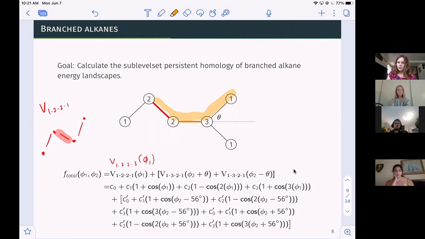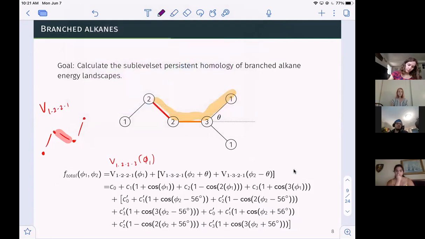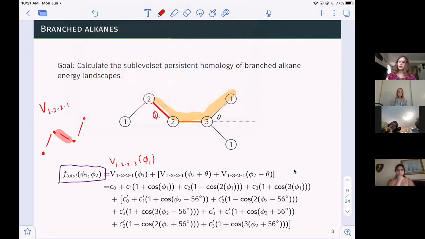So what we're going to do is use this additive property that we talked about earlier. If I want to calculate the sublevel set persistent homology of this energy landscape, it can be given by this function that I'm going to box right here. So phi1 is going to correspond to my 2,2 bond.